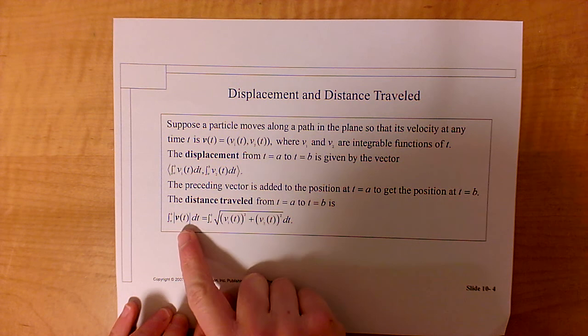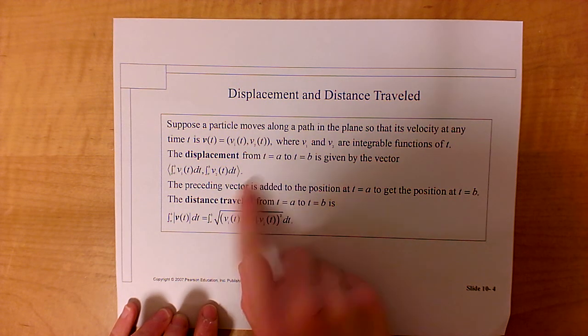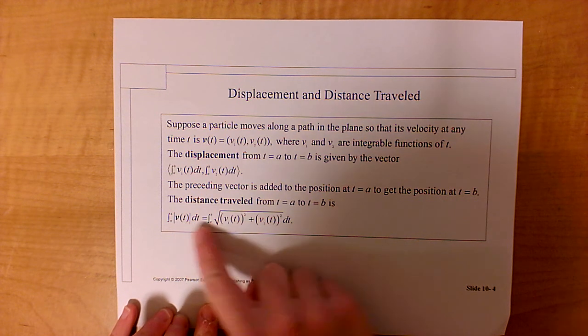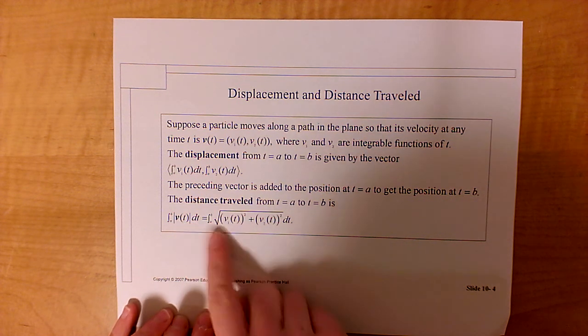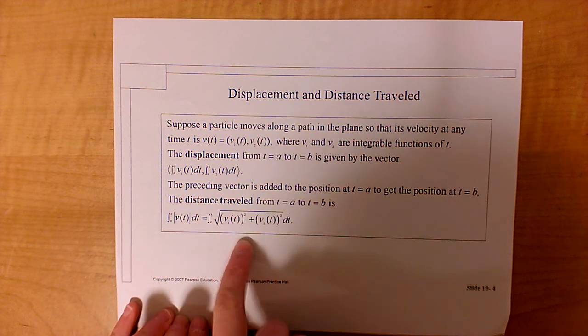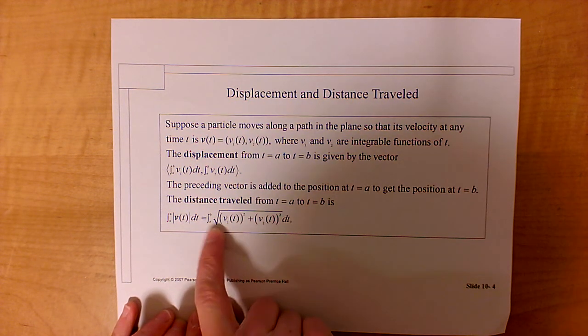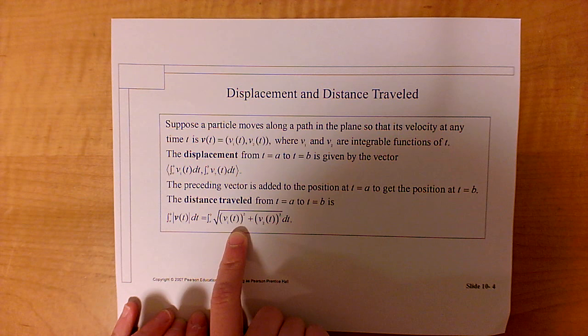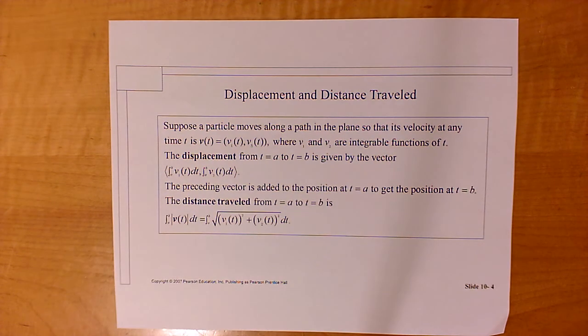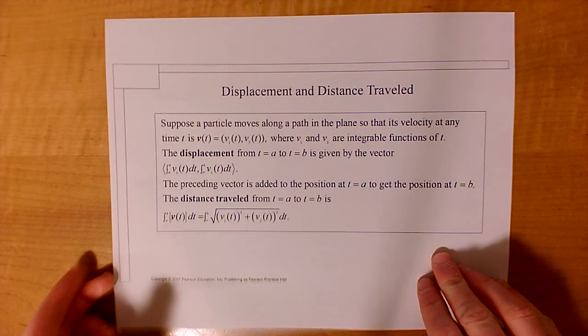And then distance traveled is something that's different from displacement. Distance traveled is going to be the absolute value of the integral of the vector. Or how you would do this is this right here, which is finding the magnitude and then taking the integral of it. And this is the same thing as our arc length formula. That makes sense, because if you think about the distance that a particle travels, you're just measuring the length of its path, which is the same thing as arc length.